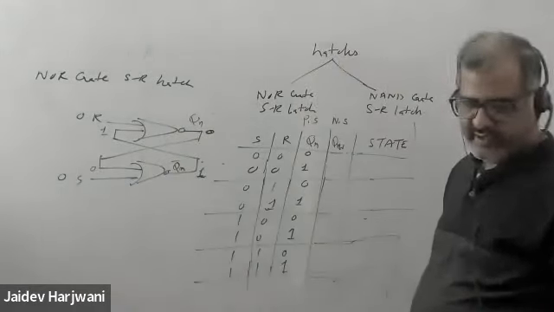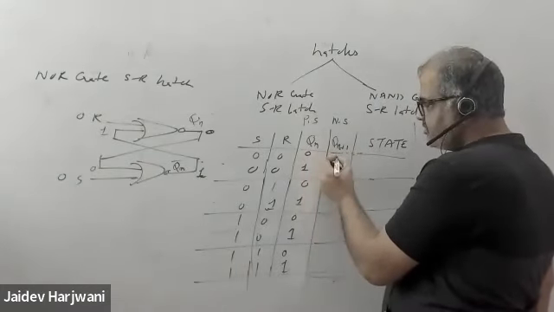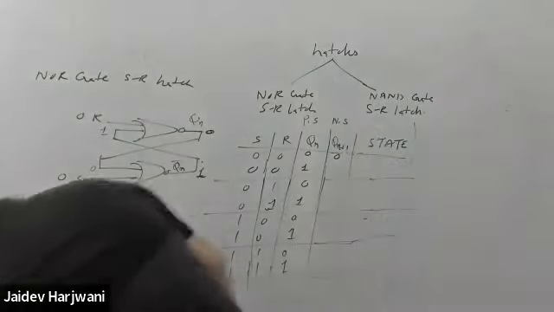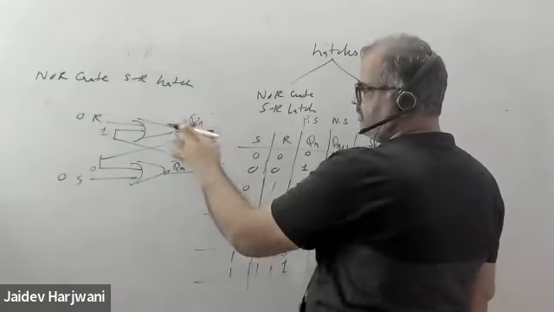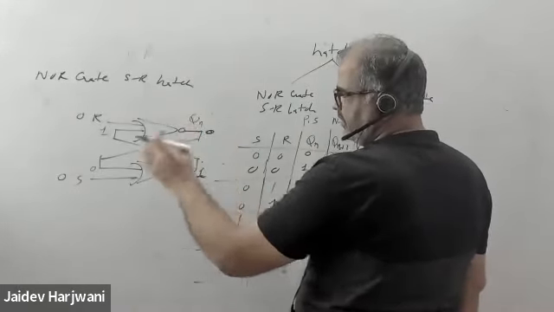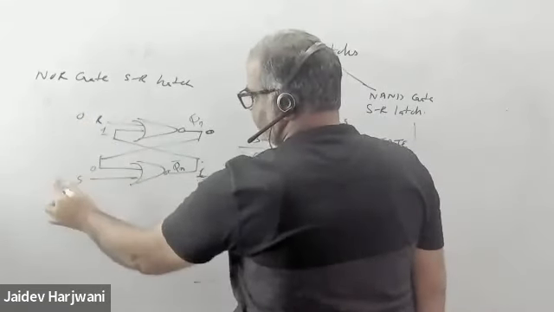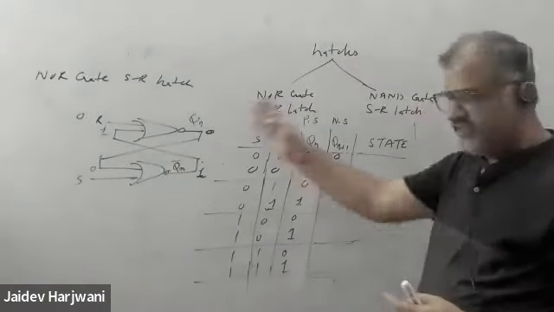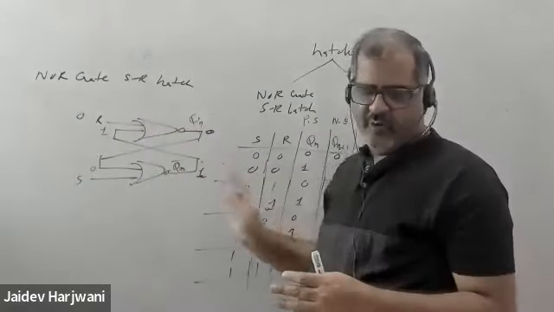So when you are giving 0 0, if the present state is 0, the next state is also 0, isn't it? Your present state is 0, so Q is 0, so Q bar will be 1. Q bar is the inverted output. Now you are giving R 0, S 0. We want to see, if I give 0 0, whether the output will change or not.